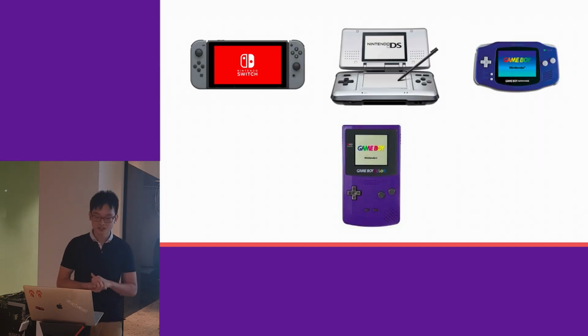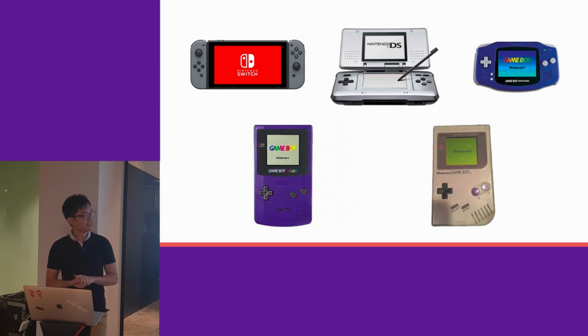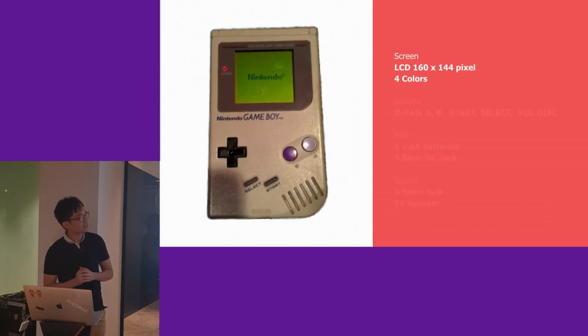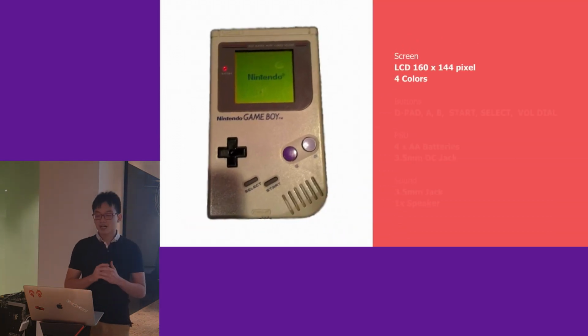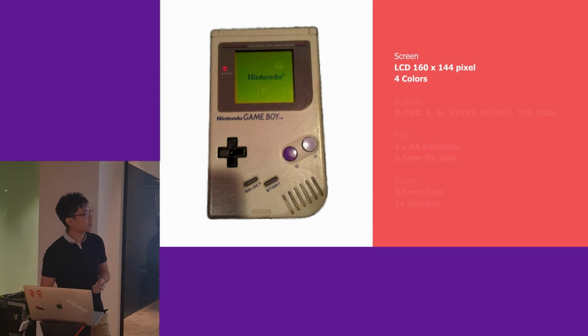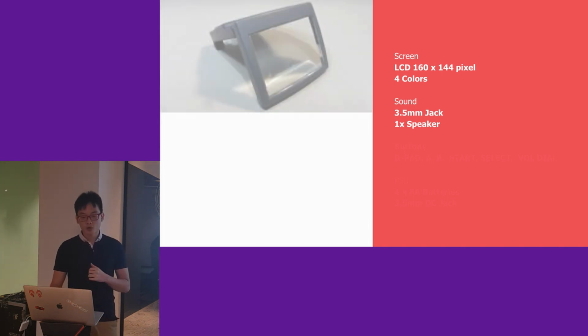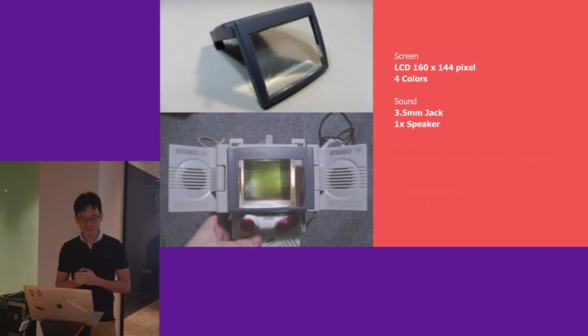So today we are talking about the Game Boy. We're not talking about the Switch, not the Nintendo DS, not the Game Boy Advance, not the Game Boy Color, but this. The original Nintendo Game Boy, first released in Japan on April 21st, 1989. This device has 160 by 144 pixels. It is just 4 colors. There is no backlighting, so they sold lighting peripherals, and more peripherals such as stereo sound.